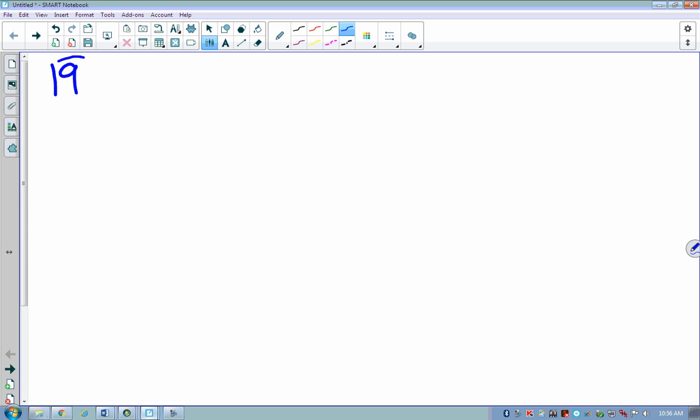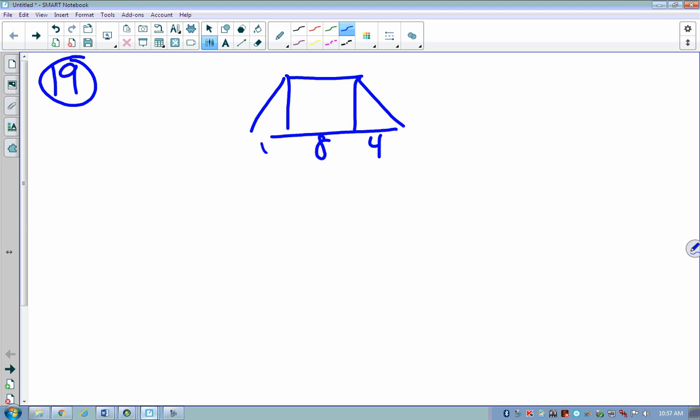Number 19 gives you a trapezoidal figure. It looks somewhat like this. We got 8, 4, 4, 6. These are right angles. It says find the volume of the cone whose base is shown and whose altitude is 9 meters. I know it says cone, it should have said pyramid. It doesn't change our formula.